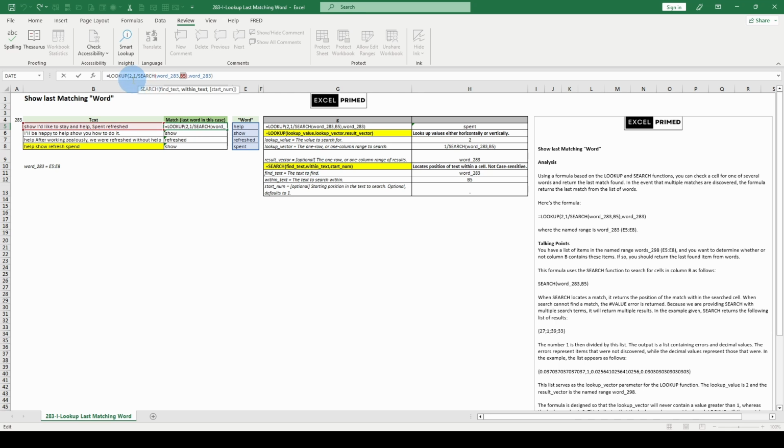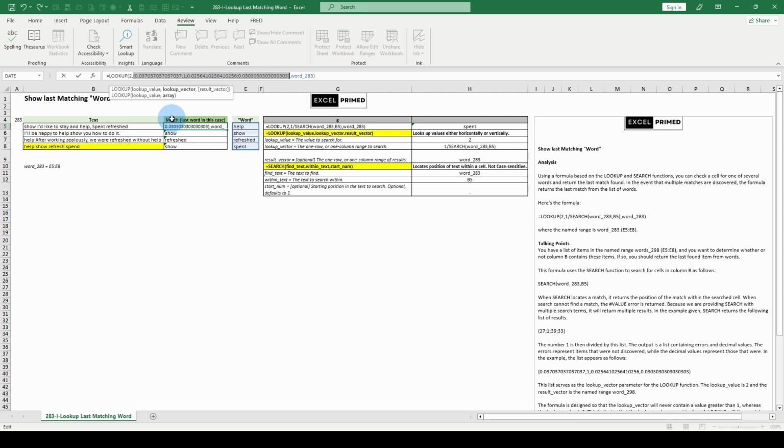Now keep in mind, what's lookup doing? It's looking for a lookup value, its lookup vector, and then the result vector. Don't think that the word 283 in the parentheses of search and the word 283 outside of the parentheses are related. No, this is the nesting part. We have the result vector following. How does it look? Well, we know what the word 283 is. It's just this stuff in blue here.